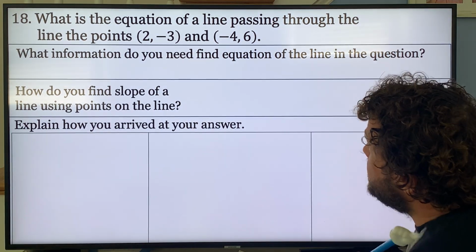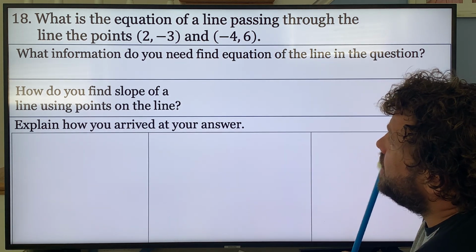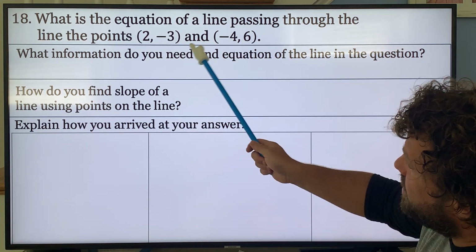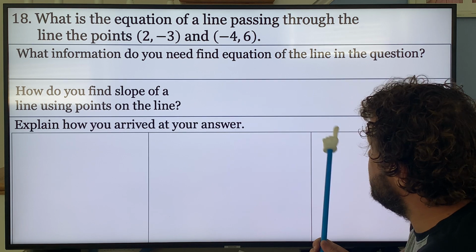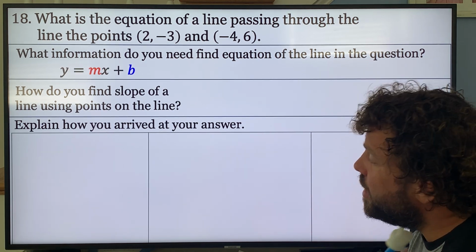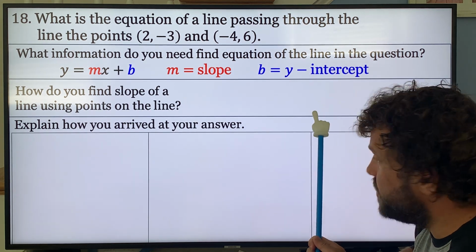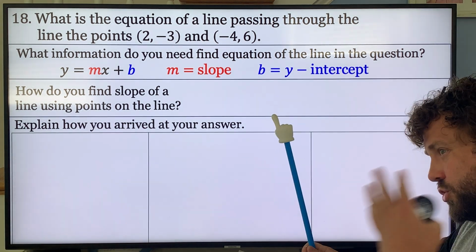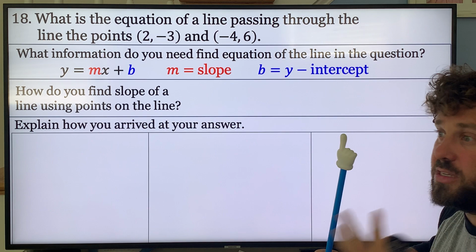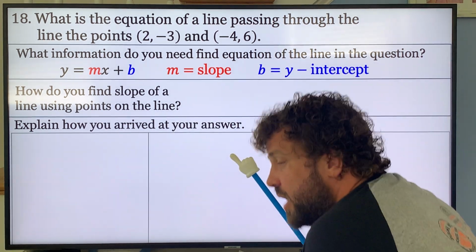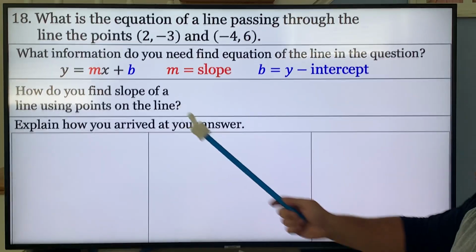All right, so what's the equation of a line passing through the points? Now you have a line, it passes through 2 points, (2, -3) and (-4, 6). What information do you need to find this equation? Well, you need to know the slope, and you're going to need to know what the y-intercept is. This stuff is straight from geometry. This is a very easy geometric and also algebraic question.